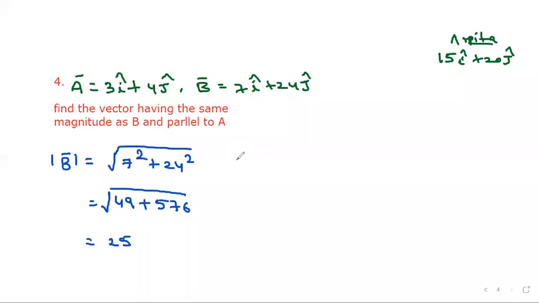What is the direction of a bar? That is a cap only. The symbol is a cap. What is the general formula for a cap? Total vector by its magnitude only. That only represents the direction.